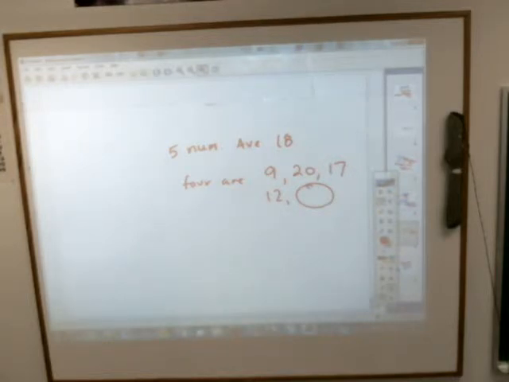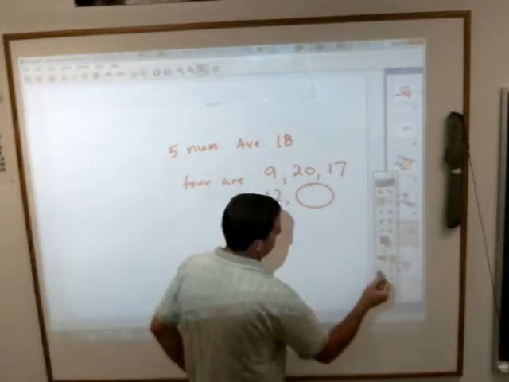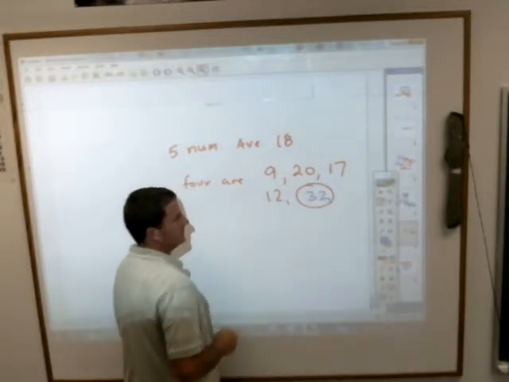Well, you probably have to do some calculating here. I'm not sure this is one you can do in your head, but maybe you could. What does that fifth number have to be? Mackenzie says 32. Now let's see if that's true.